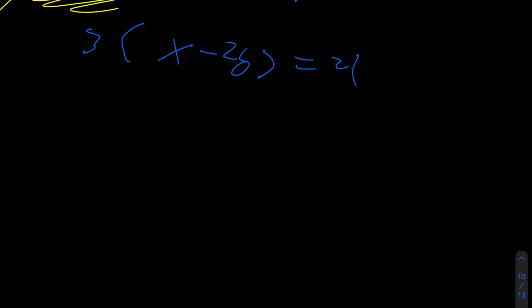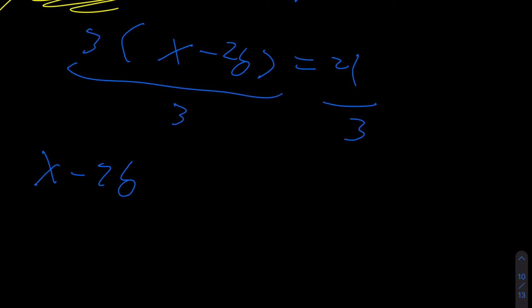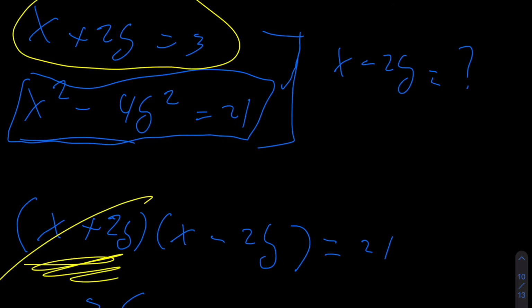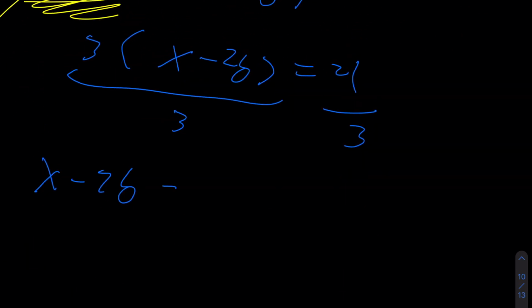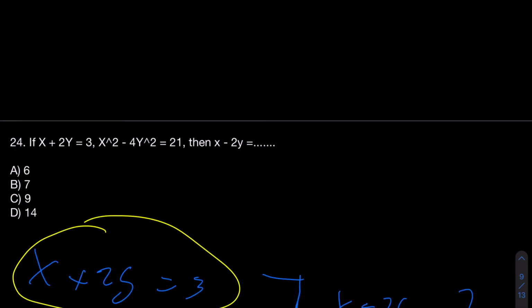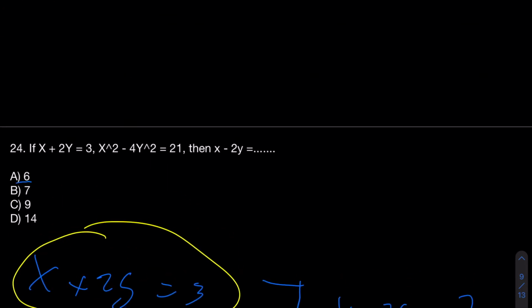So it's a clear example from here. So x minus 2y, divide both sides by 3. And the question is asking for x minus 2y. So you're going to get 21 over 3, that is just 7. 3 times 7 is equal to 21, which is choice B.